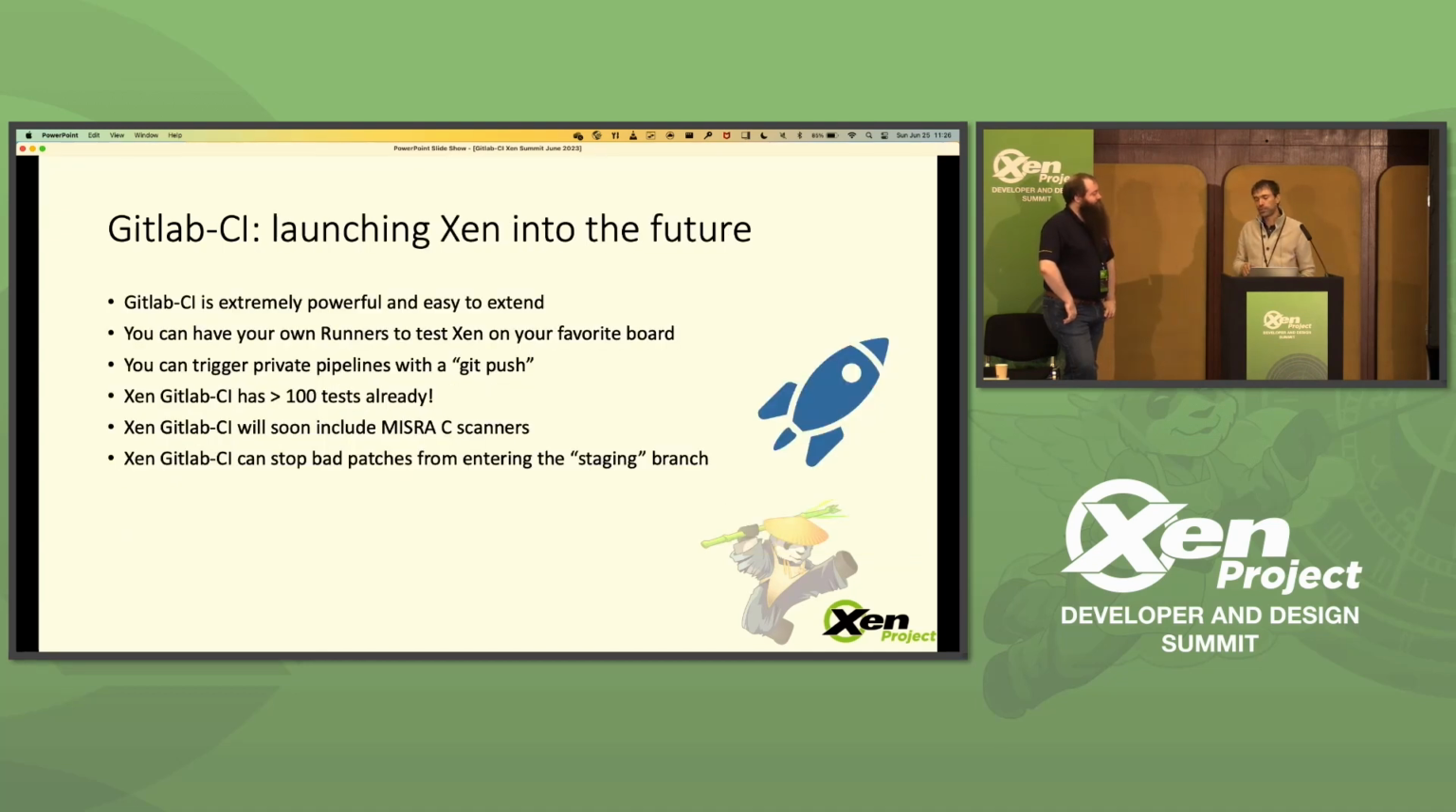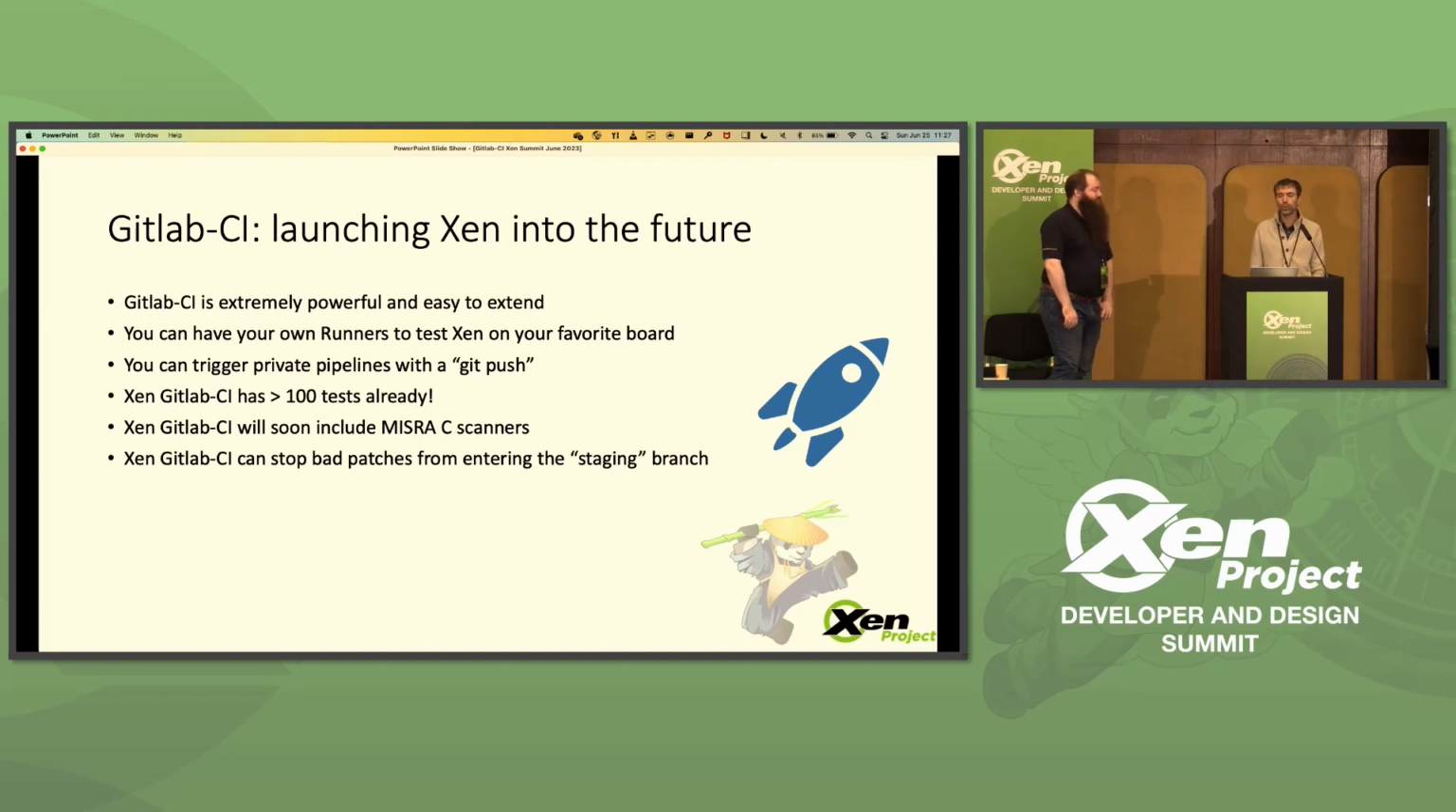So I think this is the last slide on my part, and I'll let Andrew continue with some of the outstanding issues that we have or future developments. But I want to say that GitLab-CI is extremely powerful and easy to extend. Way, way more than OSSTest or anything we had before. It's extremely easy to have your own hardware runner. So you have a spare board on your desk. You can set up your hardware runner, hook it up to GitLab-CI in Xen upstream, and make sure Xen does not break on that board. And you can very easily trigger a private pipeline, and many of us already do, it is one git push away to your private pipeline.